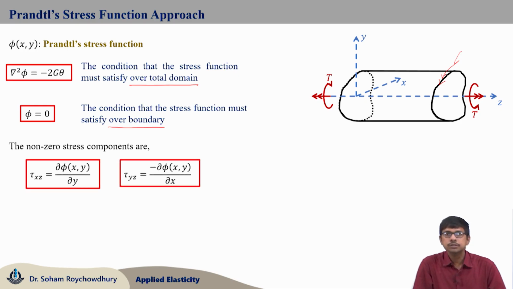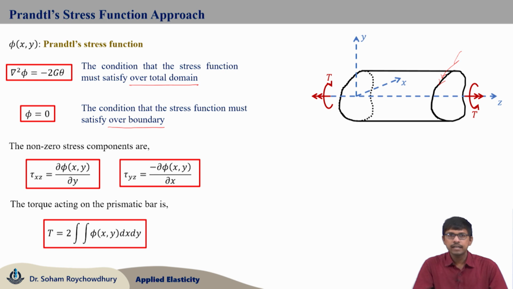Now, the non-zero stress components tau xz and tau yz were defined with respect to the stress function phi as tau xz is del phi del y, tau yz is minus del phi del x, and the relation between torque and theta was obtained like this. The torque acting is equal to the area integral of twice the Prandtl stress function.